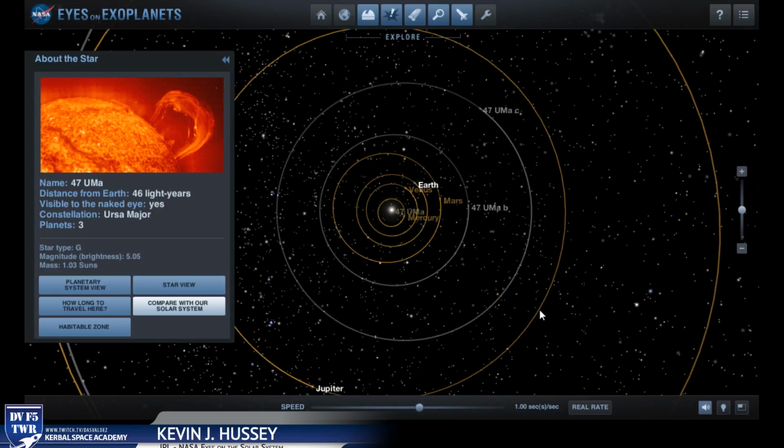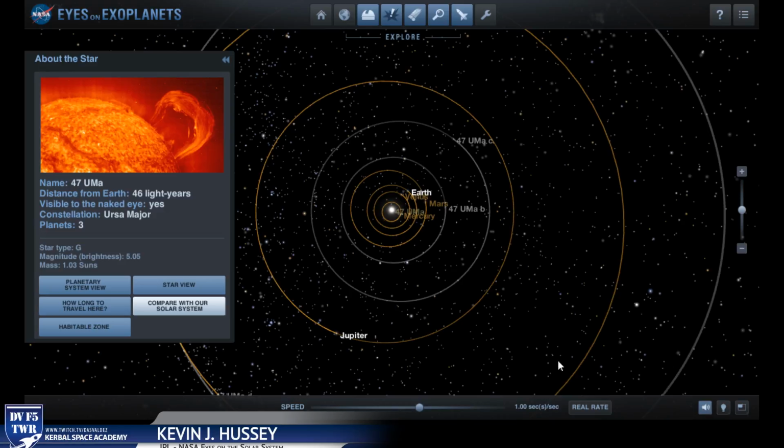I wish I could do that in Kerbal. Just click real rate, and it would just make my craft run normal. Yeah, it's 1 to 1. So I'm going to click it a little bit to give it some motion, just so there's some motion there to keep it interesting. And then now let's compare with our solar system.